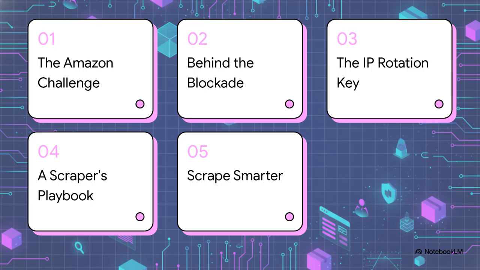So here's our game plan. First, we're going to dig into the challenge itself. Why is this so hard? Then we'll pull back the curtain on Amazon's defenses to really understand what we're up against. After that, I'm going to reveal the absolute key to staying hidden. And once you've got that, we'll walk through a step-by-step playbook. Finally, we'll wrap it all up with some pro tips so you can scrape smarter, not harder.